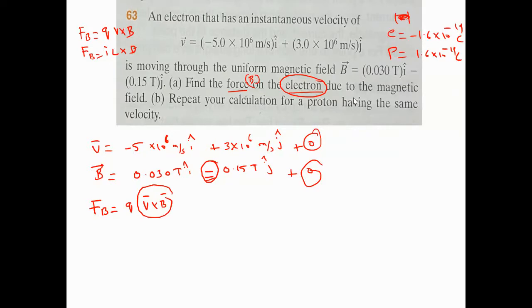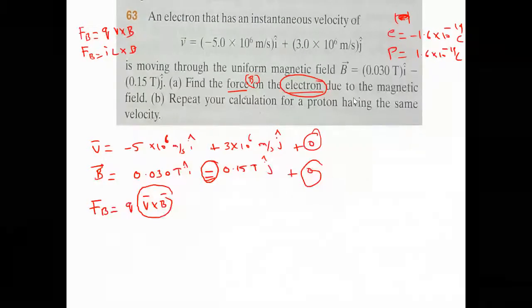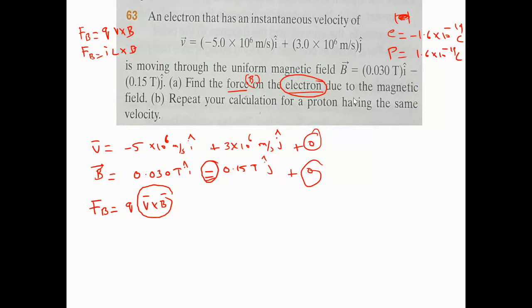If you are using the right hand rule for the positive charge, then your thumb indicates the negative direction of the z-axis. Clear? Because you have to use your right hand rule. And if you are using the electron, you have to use the left hand rule. Your thumb indicates the negative direction. Clear, my dear?